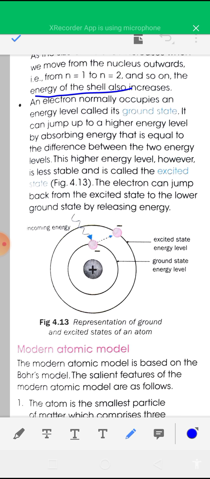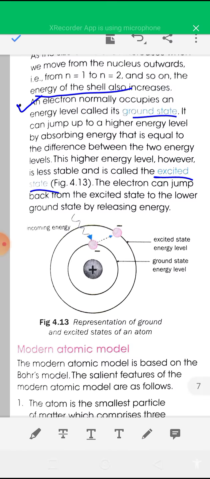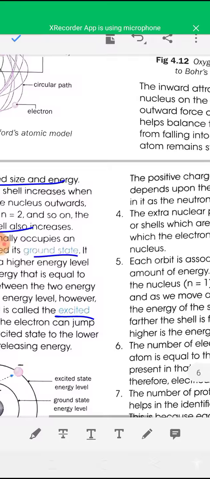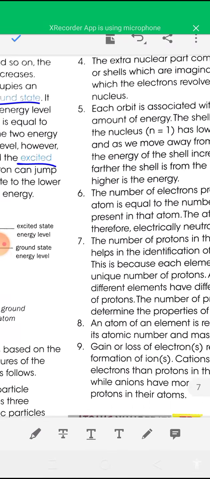And next point, an electron normally occupies an energy level called the ground state. If the electron jumps to a higher energy level by absorbing energy equal to the difference between the two energy levels, this higher energy level is called the excited state. Okay, so these are the points of Niels Bohr's atomic model.